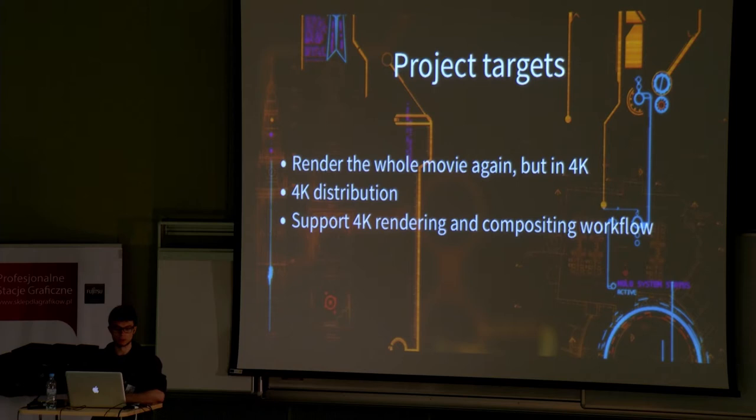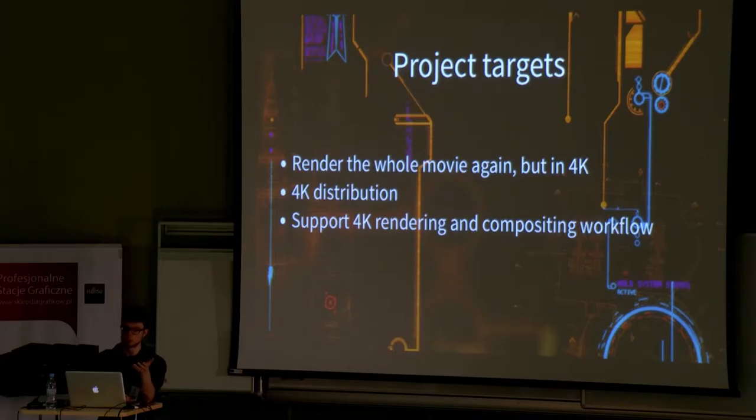And just to go over our project targets, basically they were, as I said already, to re-render the movie. Which sounds easy, but maybe not necessarily. So that's something I'm going to talk about. And the target was also the distribution. How do you give a person a 4K movie? How does it work? Where do you watch it and how, and these kinds of topics. And also how to get Blender to support 4K rendering in a human way.